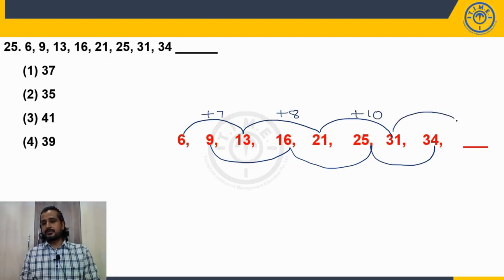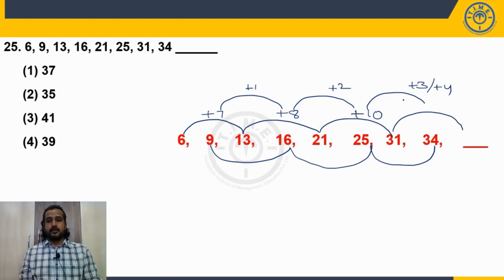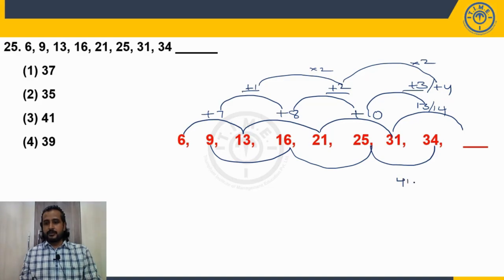So what is the next? That is also very important, right? Let's check the difference of the difference. Plus 1, plus 2. So the next may be plus 3, or it can also be plus 4. Why plus 3? Because plus 1, plus 2, plus 3 are consecutive natural numbers. Or I may take 1, 2, 4, where 1 plus 1 is 2 and 2 plus 2 is 4. So this could be 13 or 14. 31 plus 13 gives 44, and 31 plus 14 gives 45.